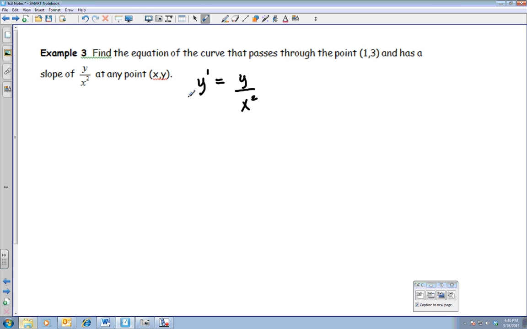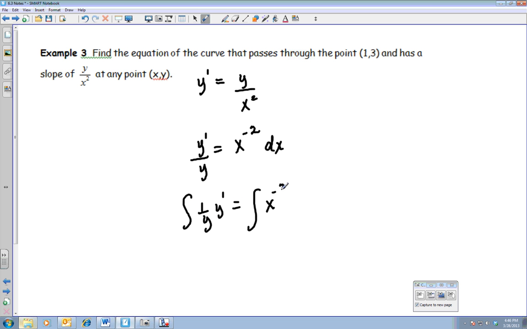That means I need my y's on the left, my x's over here. So I need to divide by y. I need to put this over here. So now I really have y prime over y equals 1 over x squared, or I'm going to write it as x to the negative 2. And even though it's not showing a dx, I'm going to go ahead and put it. Now I separate my variables. Now I'm going to integrate. That's why I wrote this as x to the negative 2. Okay, and I have natural log of y equals x to the negative 1 over negative 1 plus c.